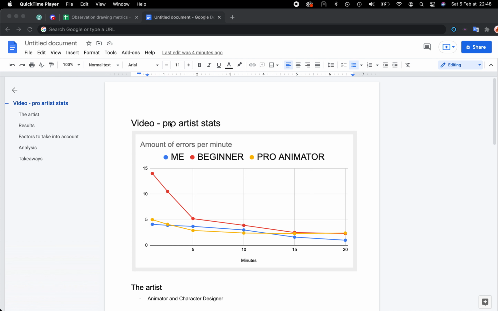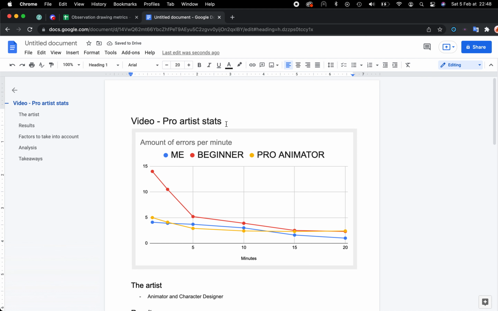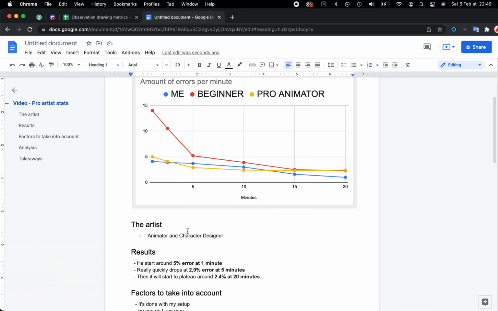Today I'm doing the analysis of the study that I did with a professional artist yesterday. So here is the graph. This artist is an animator and a character designer, and so his line is the yellow one, I'm the blue one, and my friend that is really a complete beginner is the red one. And let's see the results.